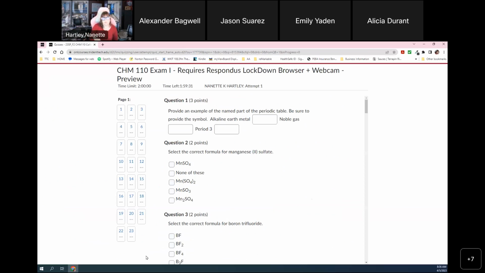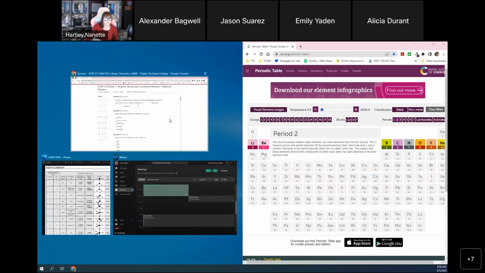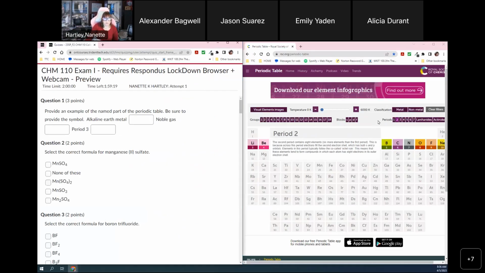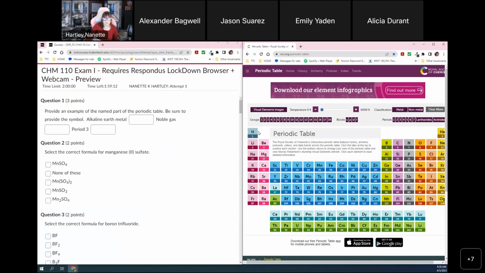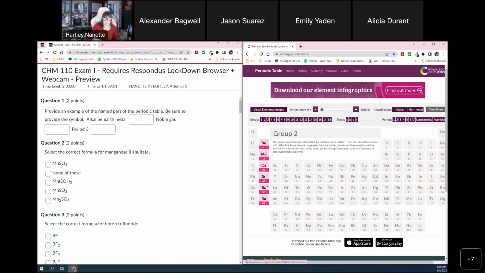Provide an example of a named part of the periodic table. Be sure to provide the symbol. I was looking for the symbol here. So it says alkaline earth metal. So if I look at my periodic table, and I want to look at my alkaline earth metals, I know it's one of the metals, right? We have a couple of groups in the metals that we were supposed to know. One is the alkaline metals, one is the alkaline earths. So this group right here, group 2, these are the alkaline earths. Anything in that column would have been acceptable.